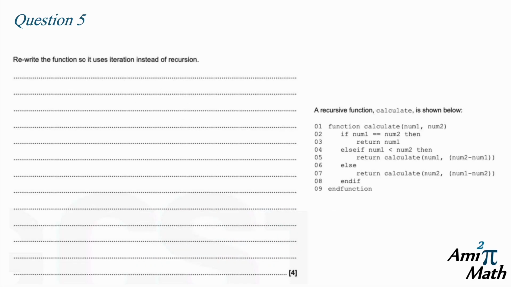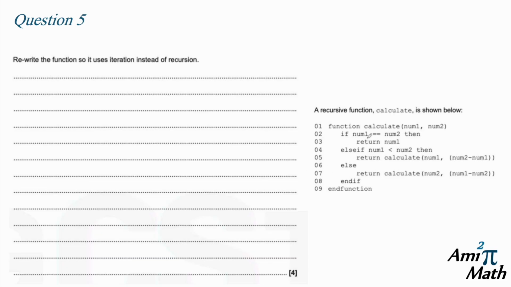Okay, next question, question 5. Rewrite the function so it uses iteration instead of recursion. This is your recursive function here, which is calculate. And let's just look at the purpose of the function first, because otherwise we won't be able to actually code the actual solution, right? So function calculate num1 and num2, so it's taking these two numbers as your parameters in the function. If num1 equals num2, then return num1. So it's basically saying if they equal, return the number, right?